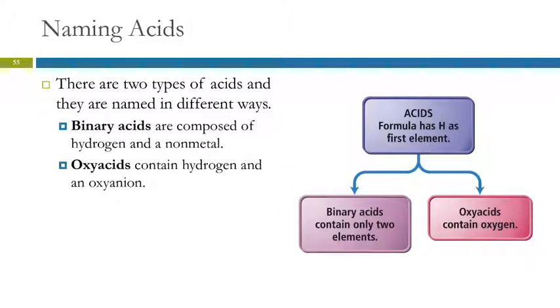There are two types of acids, and they're named different ways. There are oxyacids. Oxyacids have oxygen in them, so these are hydrogen and one of those oxyanions we've learned about. These others are called binary acids, containing only two elements. I don't like that name because there's at least one that has three elements and still falls in that category. So I call them the oxyacids, and then the ones that aren't.